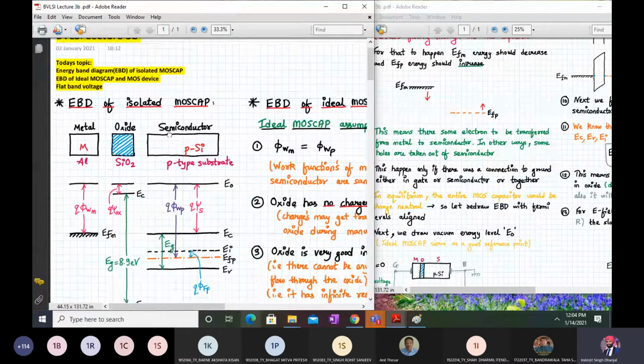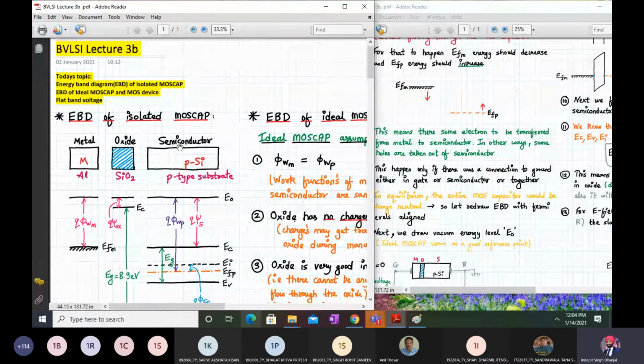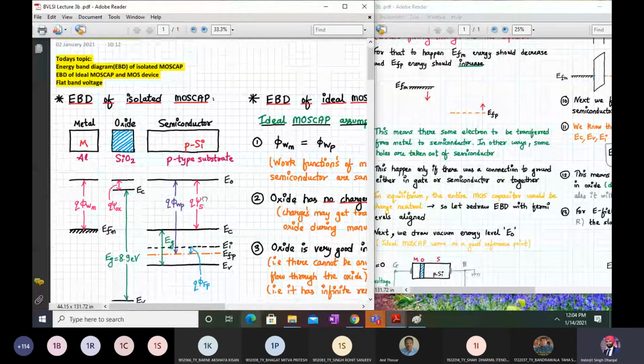Okay, so in this topic, in the next 20 minutes, we will be discussing the energy band diagram of an isolated MOS capacitor. Now we have seen individually what the energy band diagram is for a metal, oxide and semiconductor. And in today's lecture number 3B, we will be completing the energy band diagram of an ideal MOS capacitor and a MOS device, and the concept of the flat band voltage. Okay, so let us start.